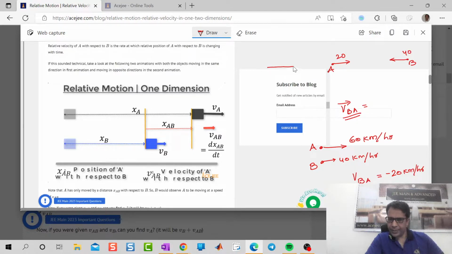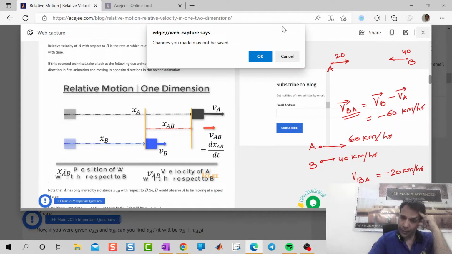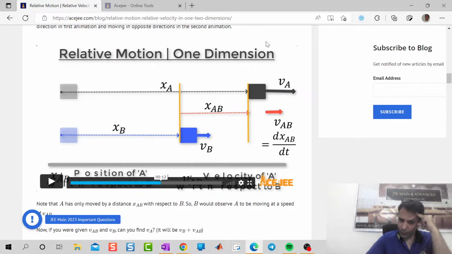Let's say this is the x direction. Minus 60. So remember this, VB minus VA, that's simple and straightforward. So minus 60 kilometers per hour. Okay. Good.